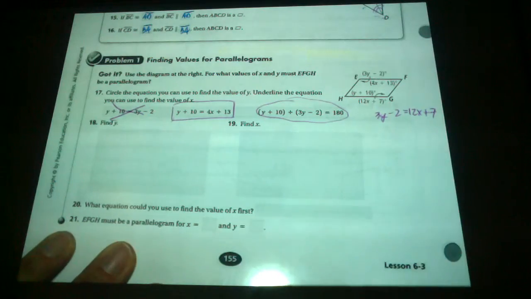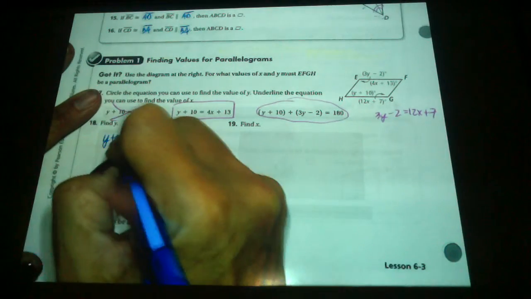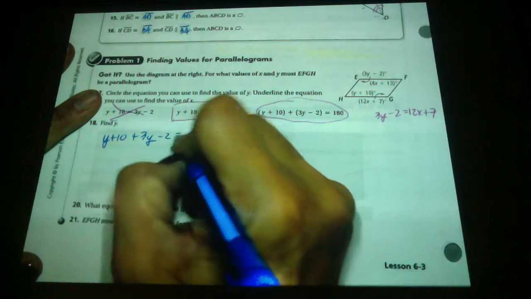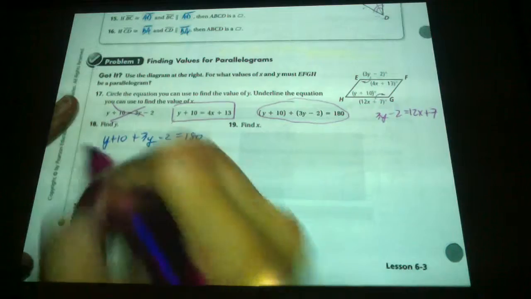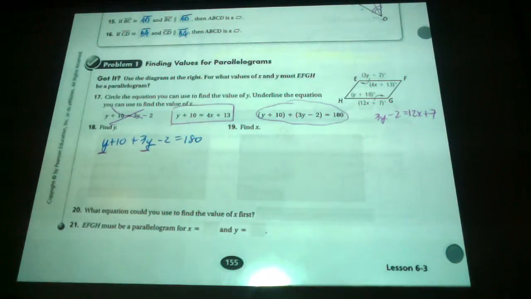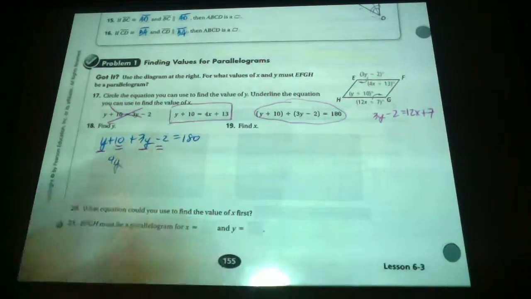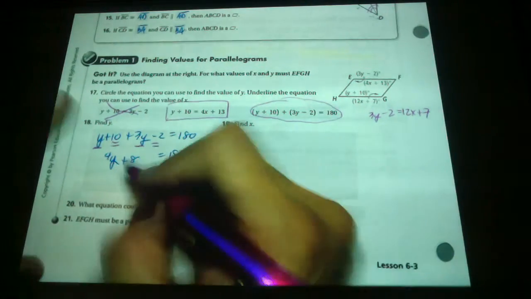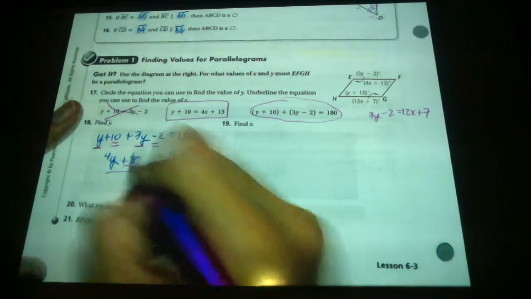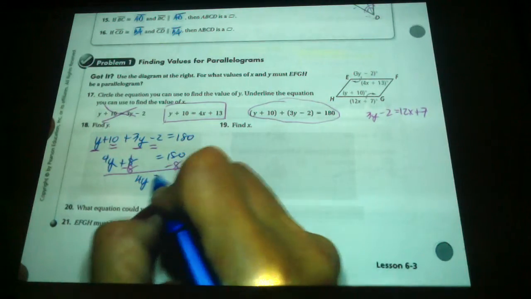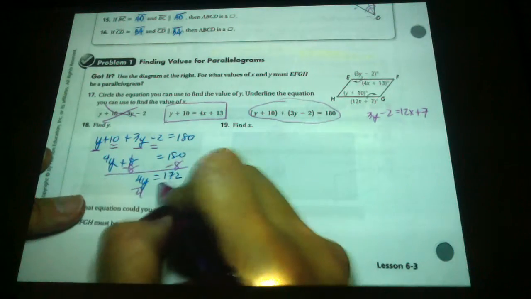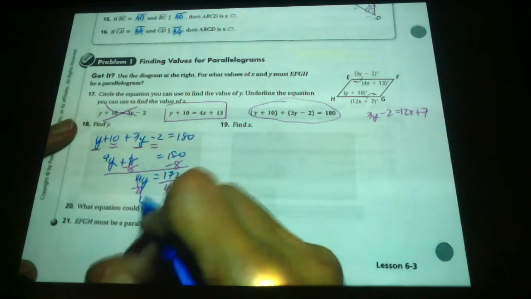So we're going to find y first. We're going to take the y plus 10 plus the 3y minus 2 equals 180. You want to collect your like terms. So your y's will give you 4y. Your constants will give you positive 8 equals 180. Do not lose your equal sign. Don't drop it out. You get 4y is equal to 172, divided by 4. And so y is equal to 43.